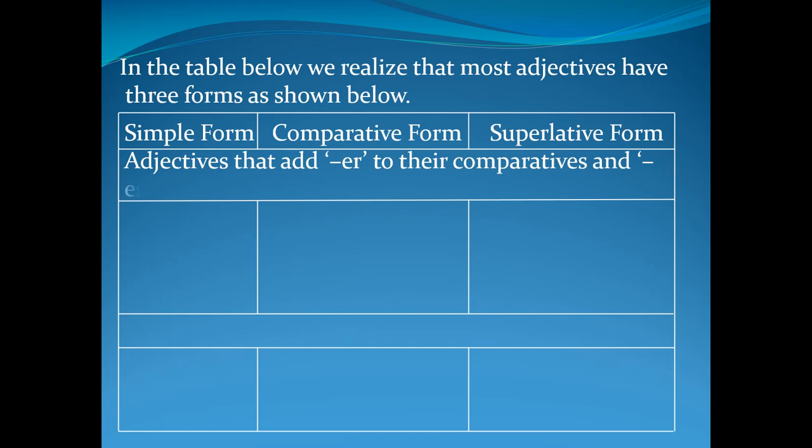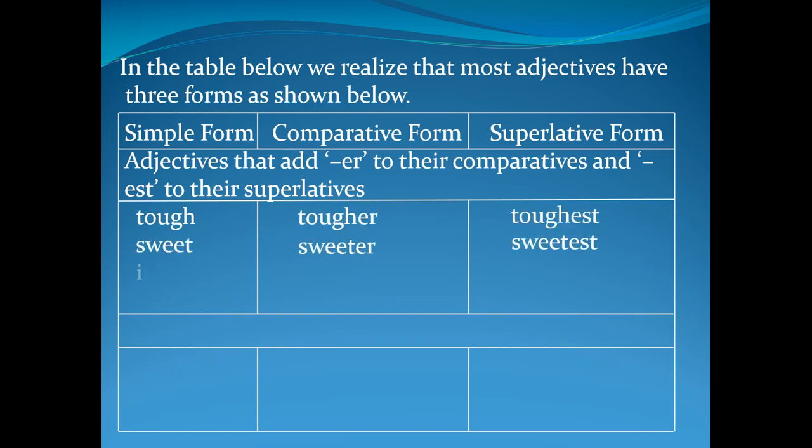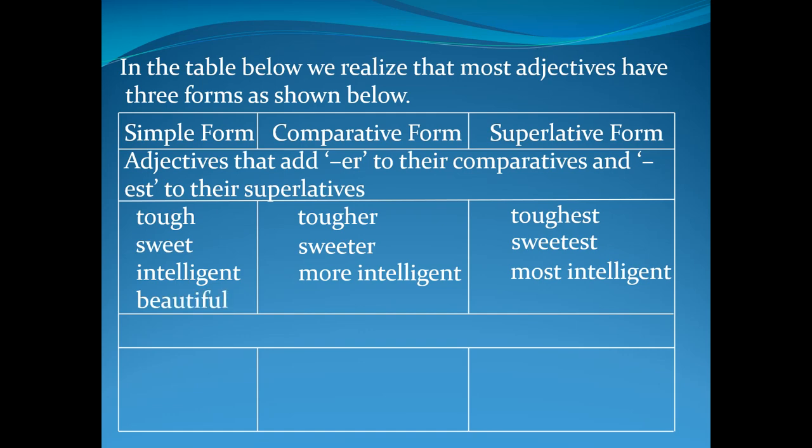And down there we are saying adjectives that add er to their comparatives and est to their superlatives. So we are having the different examples in the simple form, in the comparative form, and then in the superlative form.